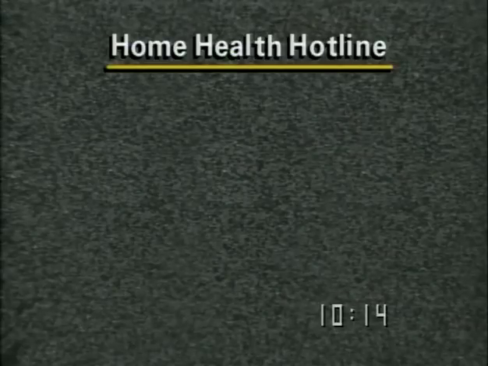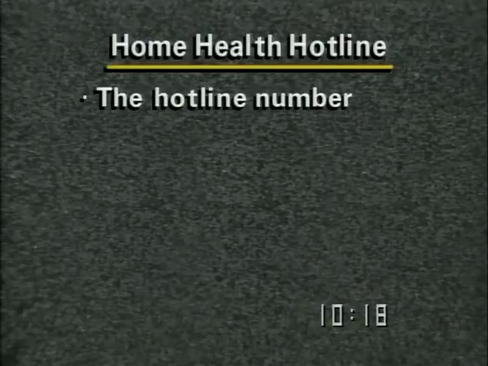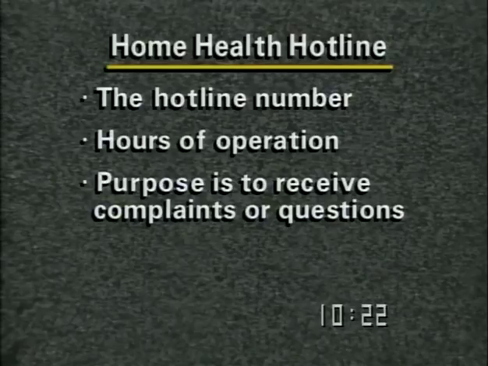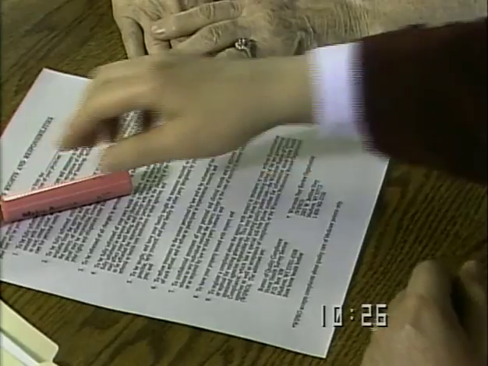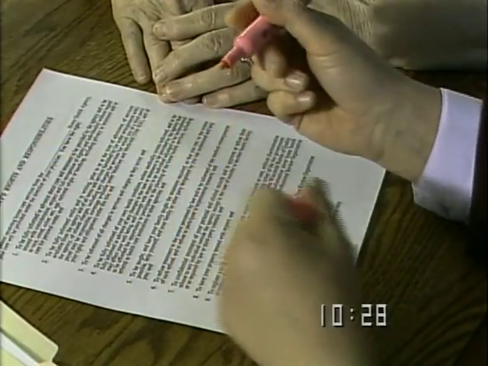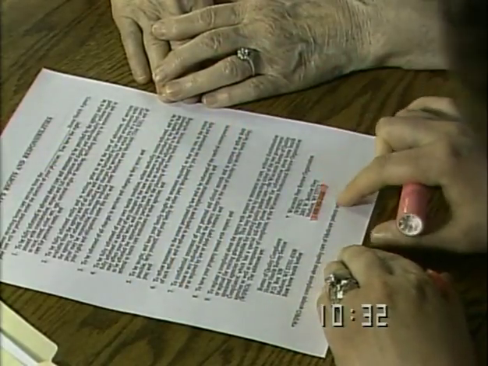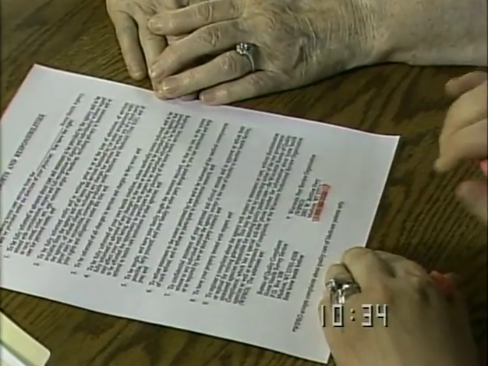Your agency's statement of patient rights should include this information: the hotline number, its hours of operation, and that the purpose is to receive complaints or questions about home health agencies. The simplest way to inform the patient of this right is to explain the purpose and point out the number to the patient as part of the admission discussion.